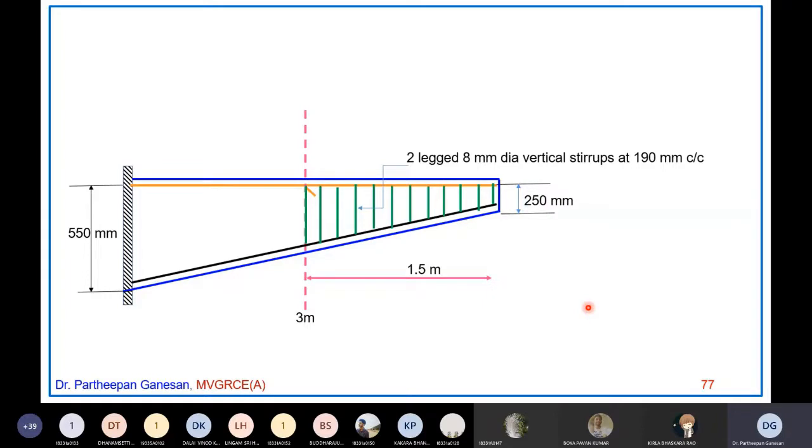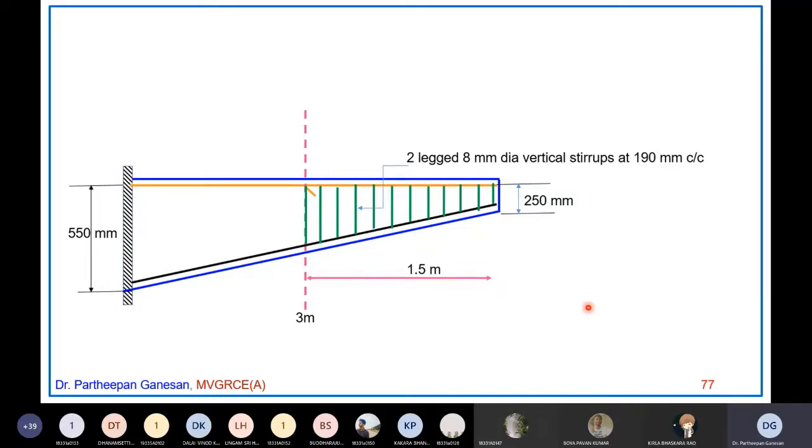Remember, I have done for only vertical stirrups, how the shear reinforcements are designed. Then if there are bend up bars, how the shear reinforcement is designed, that also we discussed. If there is a tapered cantilever beam, how to find out the nominal shear stress, that we did. Then we also discussed how to find out the strength of shear reinforcement at various sections if bend up bars are given.